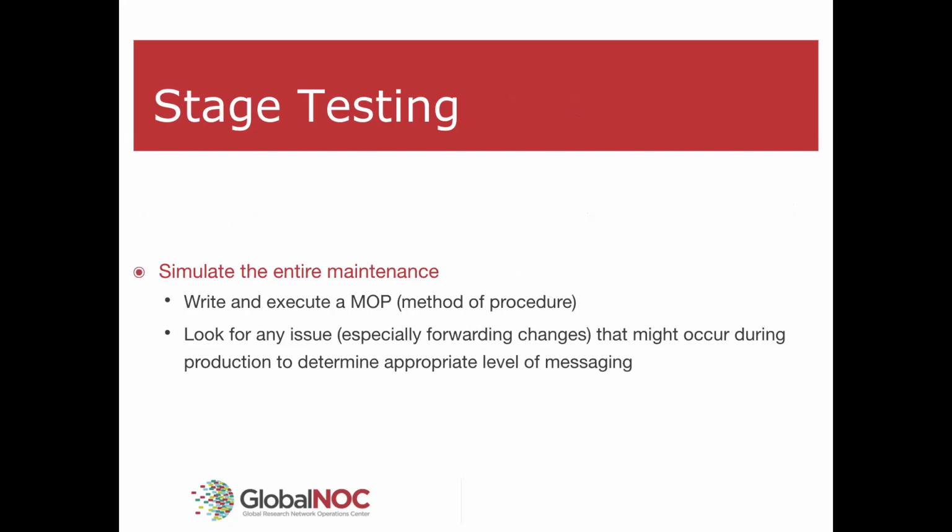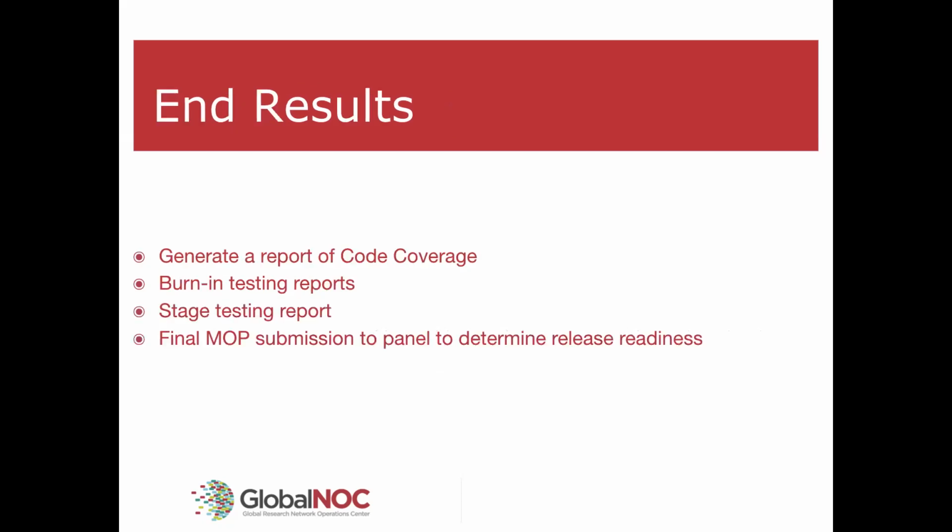And the other part of that is that we would use this to generate and execute our method of procedure. We would write out a full map for what we were going to do, and we used that also to look for any forwarding changes that might occur, so that we could send the appropriate level of messaging when we were sending out our notifications.